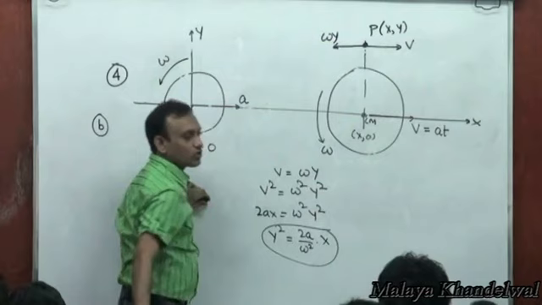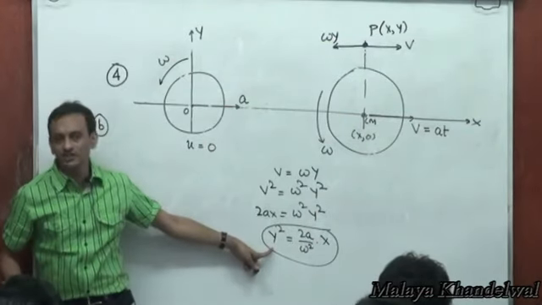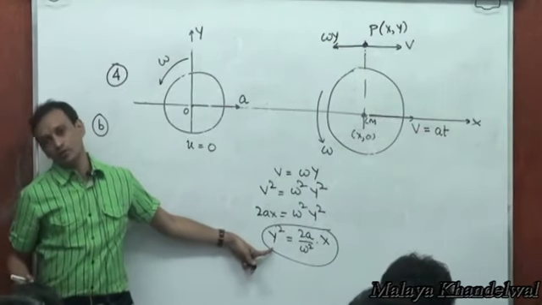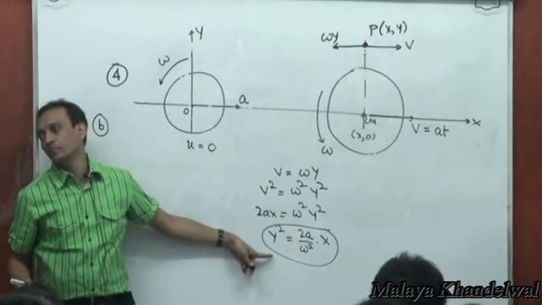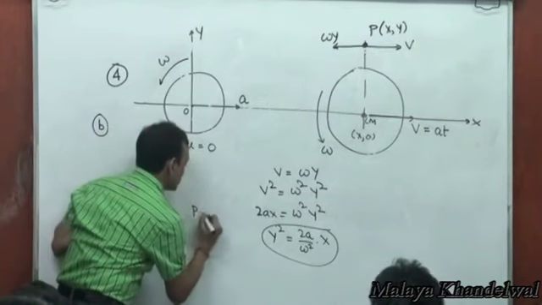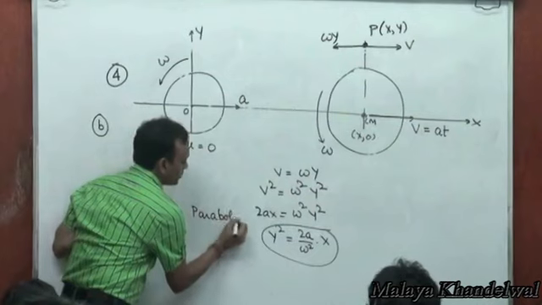2a by omega squared is a constant, and therefore, what locus does this represent? A parabola. So the path traced by the point P is a parabola. The locus of the instantaneous center is a parabola.